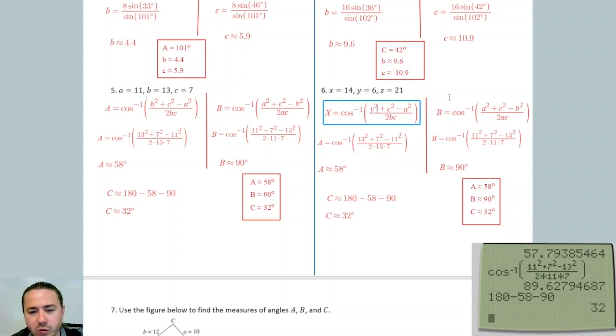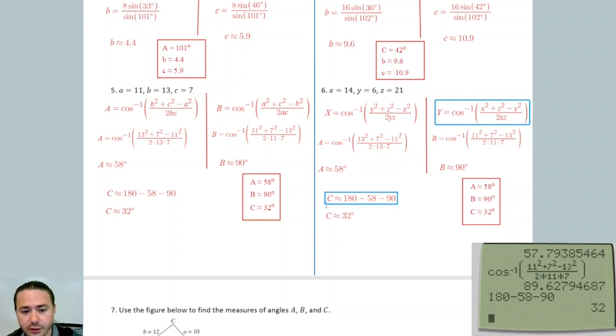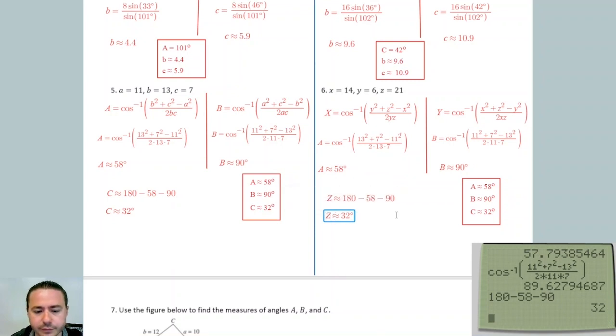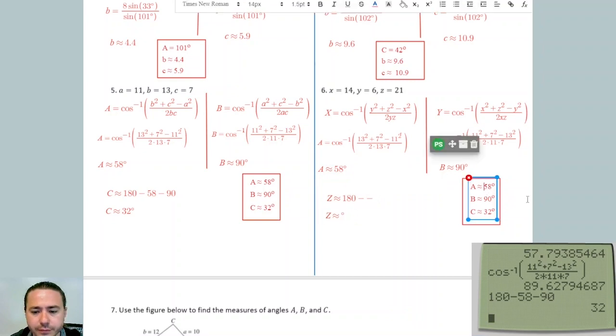So yeah, this will be Y squared plus Z squared minus X squared over 2 times Y times Z. And then if I'm going to find angle Y, that's going to be the inverse cosine of X squared plus Z squared minus Y squared over 2 times X times Z. So when I go to find Z, that's going to be my last one here. So I'll have 180 minus whatever I end up getting here, and that's going to be my Z angle.